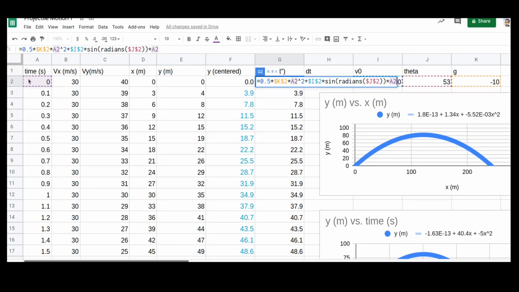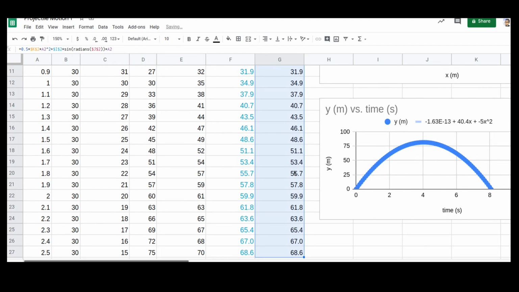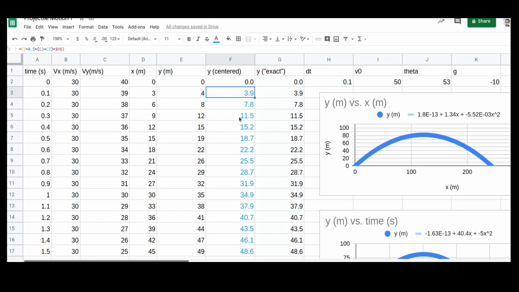A2 squared is our current value of time squared, plus the initial velocity, V0, is $I$2 in this cell right here, times sine of the angle stored in J3 times the time. So that's 1/2 at squared plus V0y times time. We apply that downward, and I notice we have exactly the same numbers at every time using our centered formula and the theoretical exact equation.